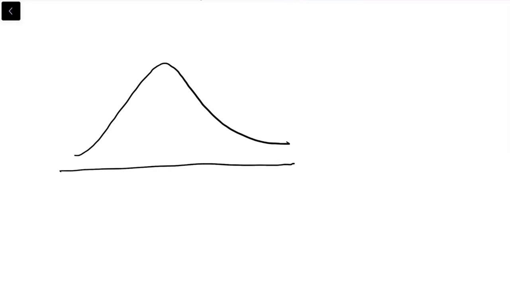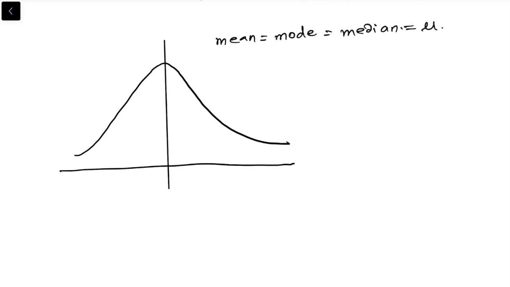So the shape is called bell shape. Okay, and this is the mean, median, or mode. So in normal distribution, mean is equal to mode is equal to median. All right, and this is mu. The two halves of the normal distribution are equal.